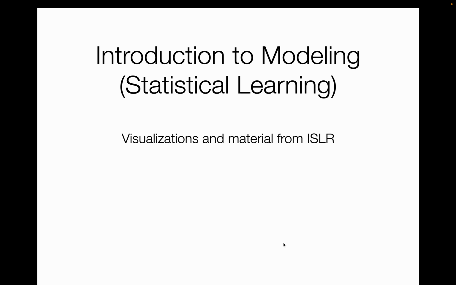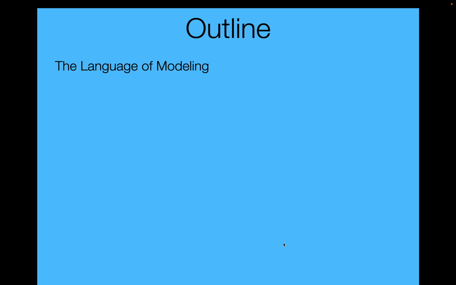I want to introduce the types of questions that you might answer with modeling, machine learning, statistical learning, whatever term we want to use. The visualizations and material from this are from a book called ISLR, a very popular book. We're going to use ISLR as our main textbook in Data Science 2. So if you don't have time, or don't want to take Data Science 2, but you do want to learn that information, I would suggest ISLR.